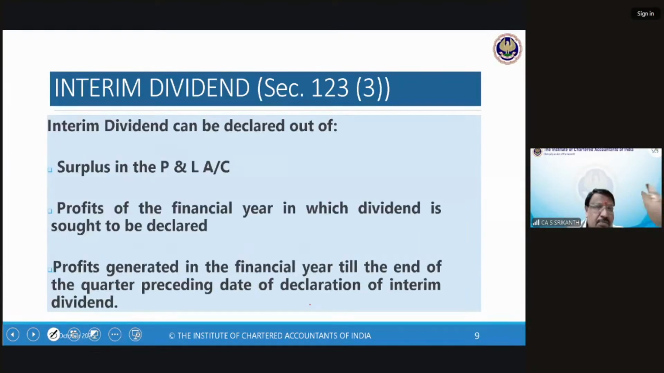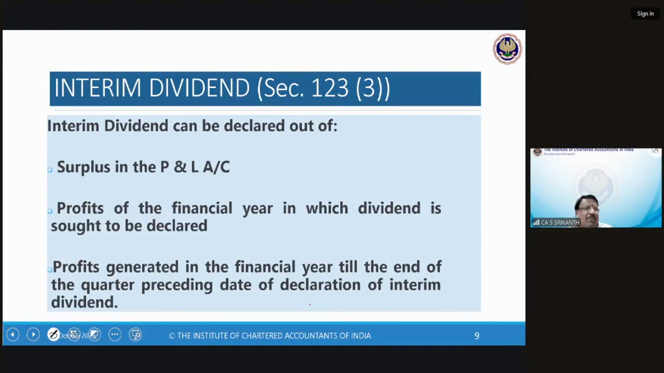Intelligent directors do this. Now, what can be the source for interim dividend? It can be declared out of surplus in the P&L account. Got it? Meaning the opening balance: last year's accounts got audited on 31st March, and some surplus is there, plus profits of the financial year in which dividend is to be declared. So the financial year is 1/4 to 31/3. Am I correct? But suppose it goes up to the AGM, then profits of that financial year also you can take.